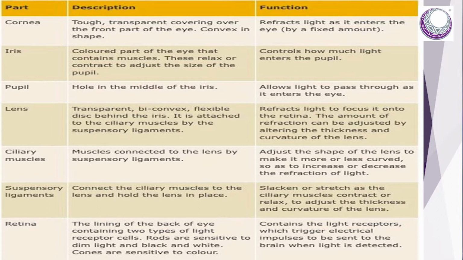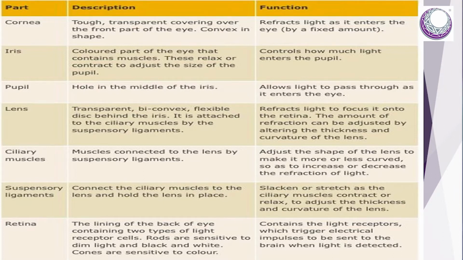And then the lens is a transparent, biconvex, flexible disc behind the iris, and it is attached to the ciliary muscle and the suspensory ligaments. This helps to refract the light. And the amount of refraction can be adjusted by altering the thickness and the curvature of the lens.